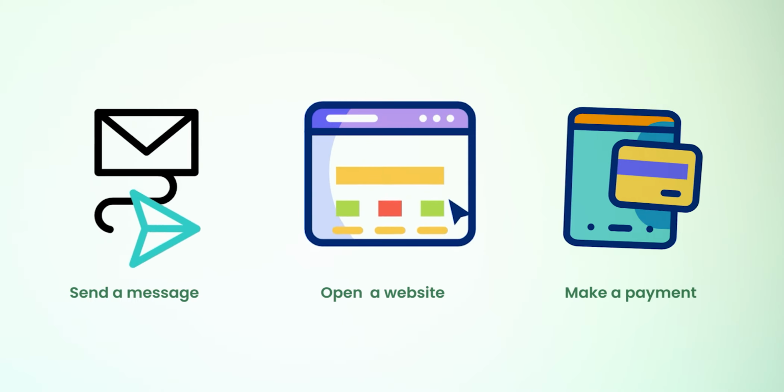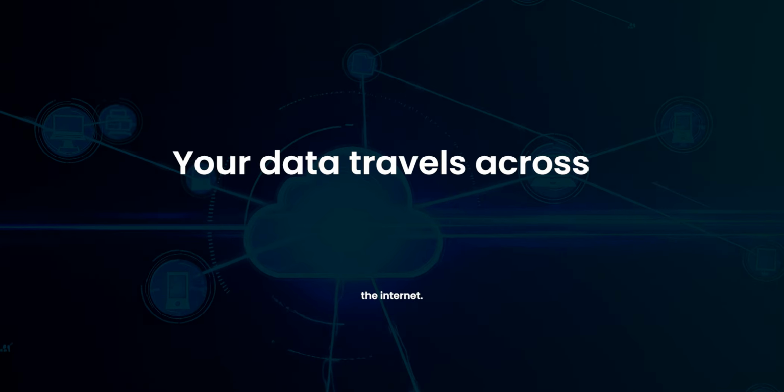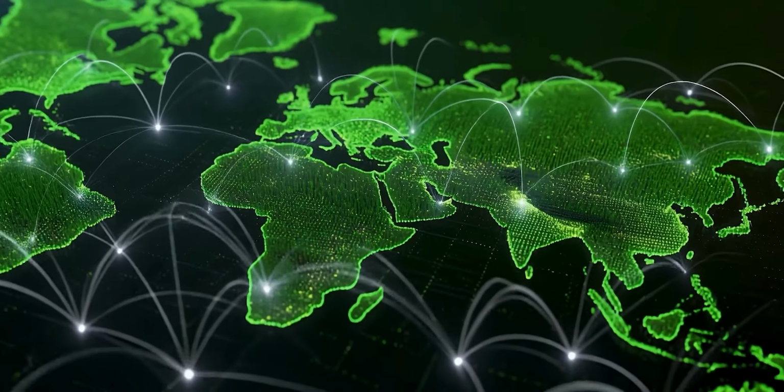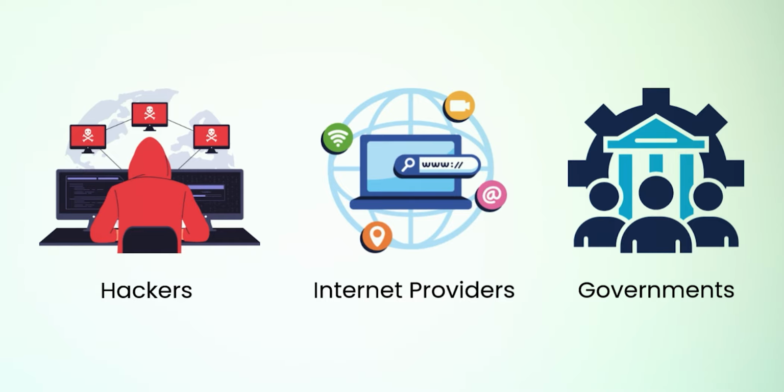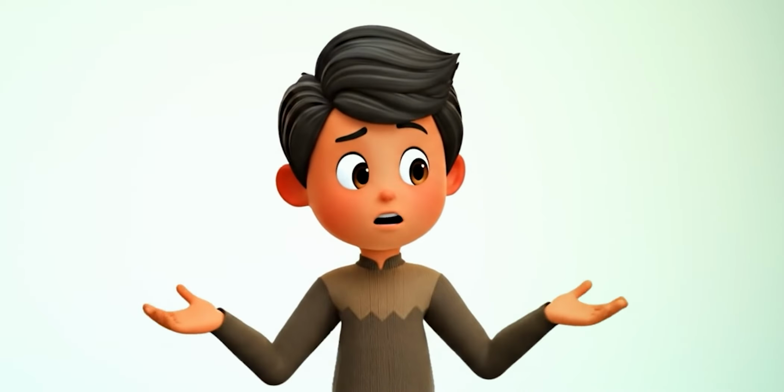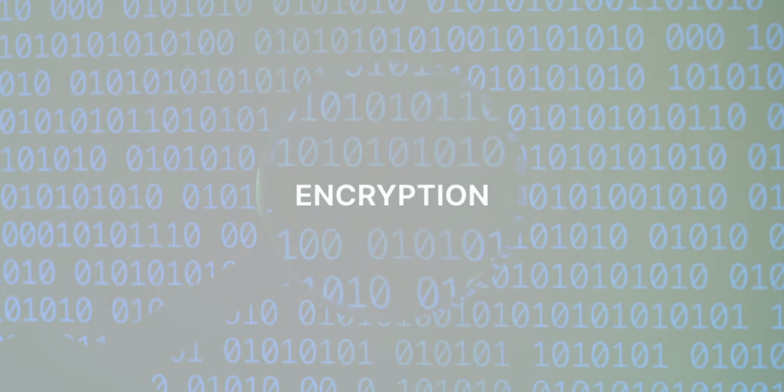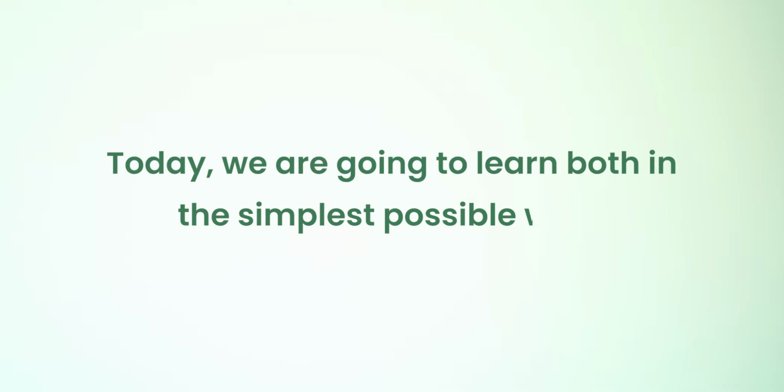Every time you send a message, open a website, or make a payment, your data travels across the internet. The problem is, anyone along the way could try to read it. Hackers, internet providers, or even governments. Well, how do we protect our information? We use encryption, and sometimes a VPN. Today, we are going to learn both in the simplest possible way.